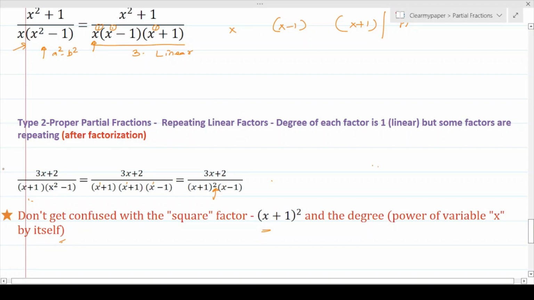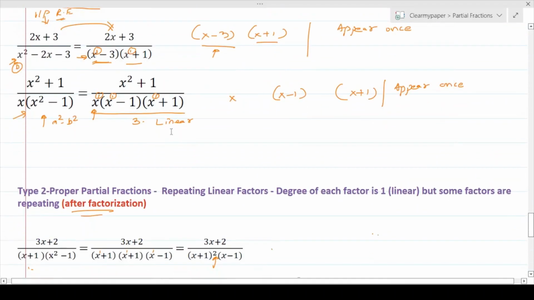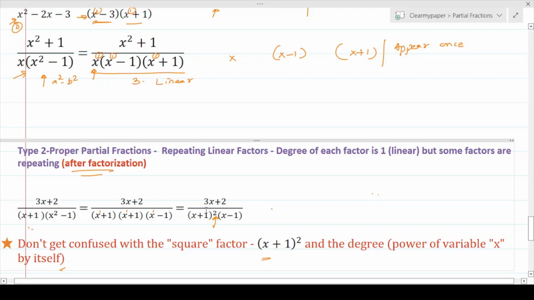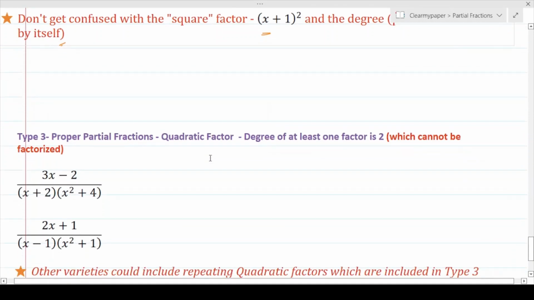And again, first you have to always check whether you can factorize in both the types, okay? If factorization is possible, break it down to the simplest, spread it out completely, and then decide whether it is an example of a non-repeating or a repeating linear factor. That's type two. And the last type in the context of proper partial fractions is where you have a quadratic in the denominator and that cannot be factorized.